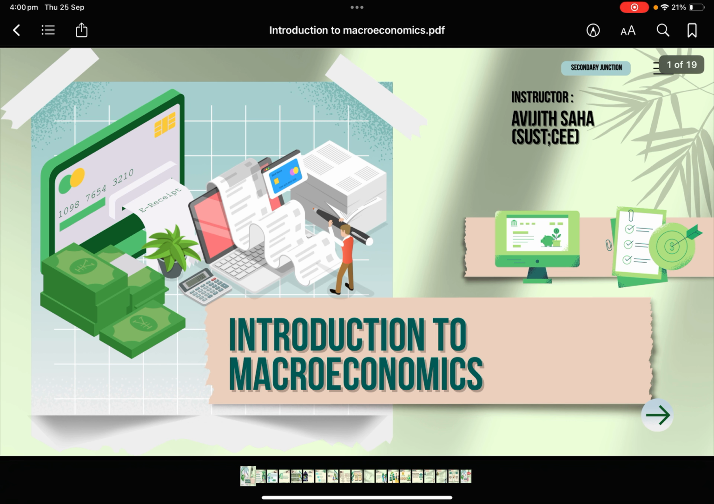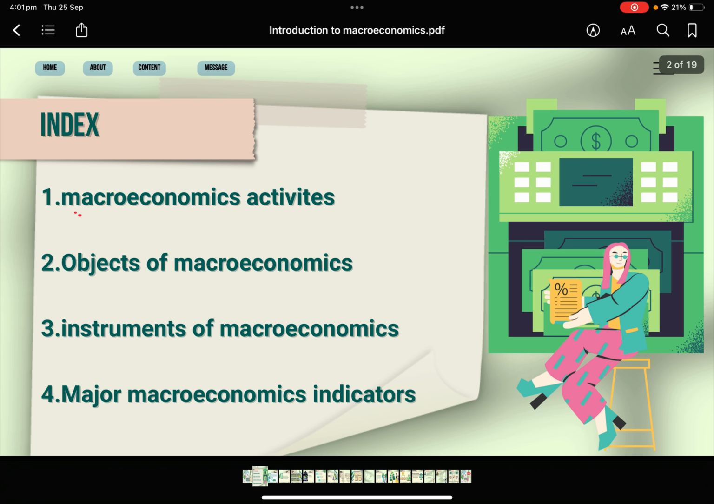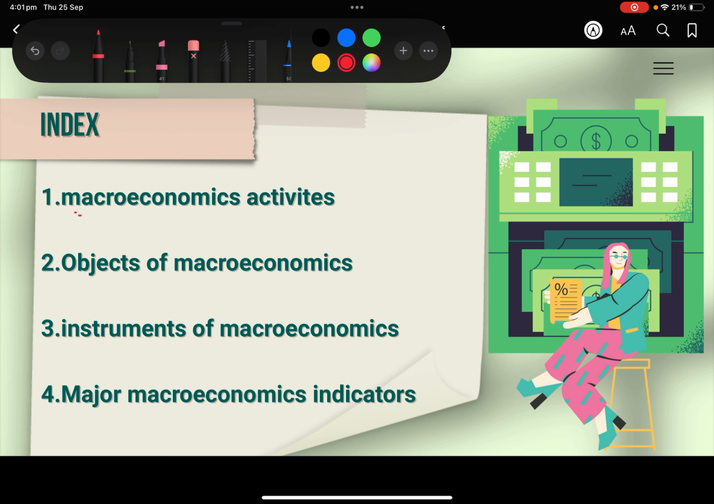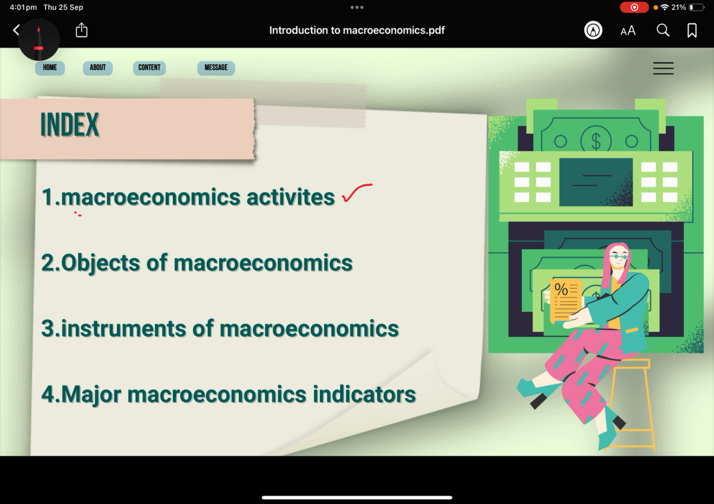Today our topic will be Introduction to Macroeconomics. So here is the index. The first topic we are going to learn is macroeconomic activities. The second point will be objects of macroeconomics. The third point will be instruments of macroeconomics, and the last point will be the major macroeconomic indicators.